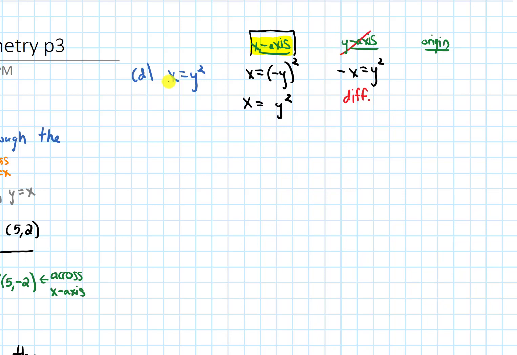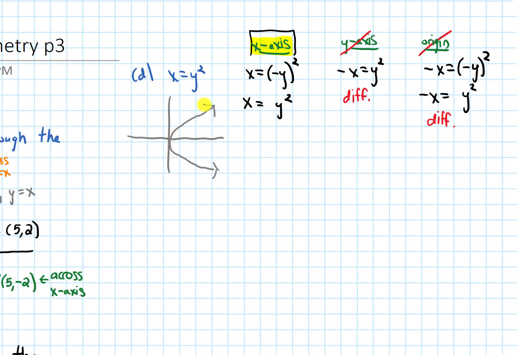For the origin, I change both of the signs. So I'll get negative x equals, in parentheses now, negative y being squared. So this is negative x equals, but I know negative y squared, we did it over here. Negative y, when I square that, is just y squared. That negative goes away when I square it. And this equation is also different than what I started with. So it's not symmetric about the origin. This one is just symmetric about the x-axis. And if I were to confirm this with the graph, x equals y squared is actually a sideways parabola. It looks like this. And that graph is symmetric about the x-axis, but not the y-axis or the origin.